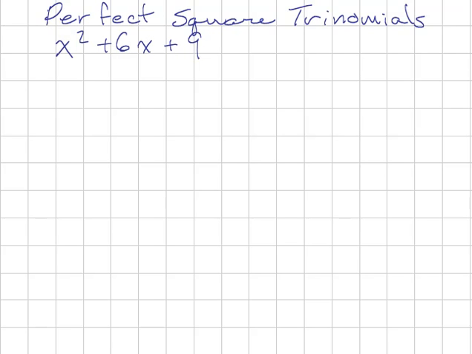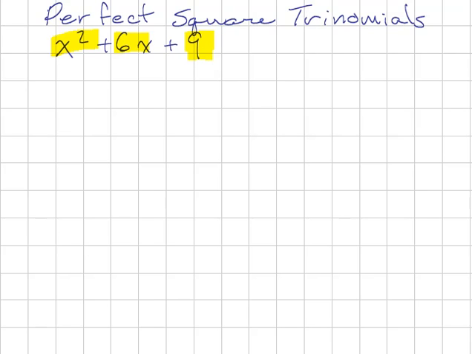So when you factor a perfect square trinomial, what you're looking for in order to identify it as a perfect square is the first term needs to be a perfect square. So x times x is x squared, that works. The last term needs to be a perfect square. 3 times 3 is 9, so that works.